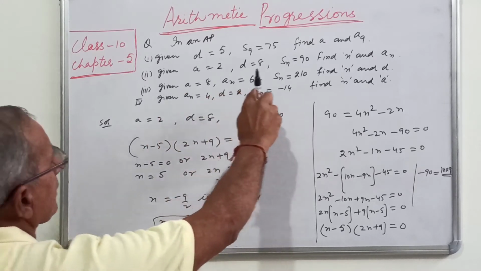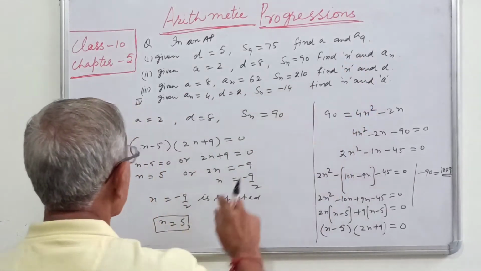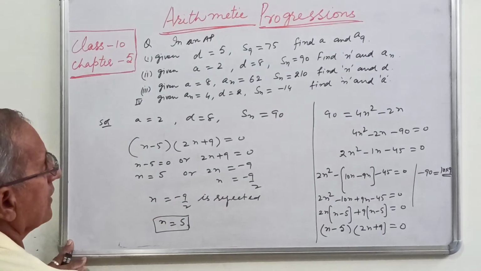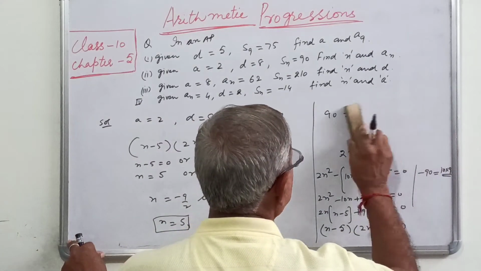So अब हमें इसमें निकालना था वैल्यू ऑफ n, n हम निकाल चुके, दैट इज 5. अब निकालना an मीन्स फिफ्थ टर्म.